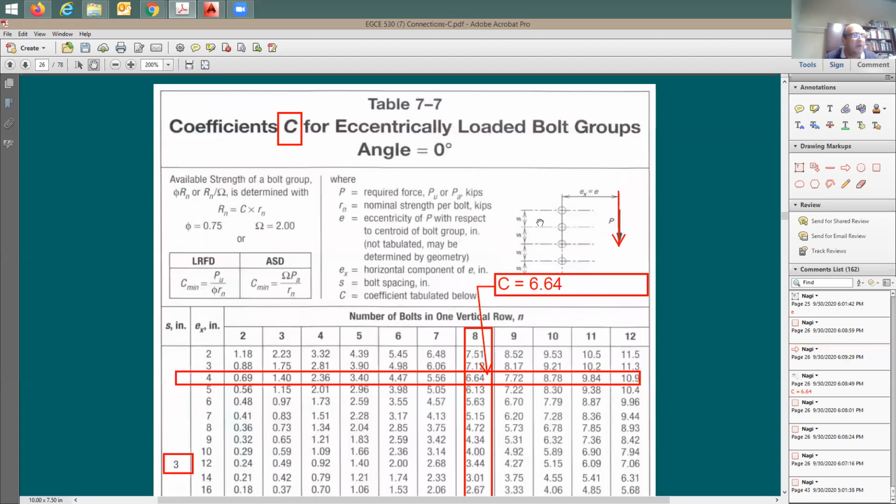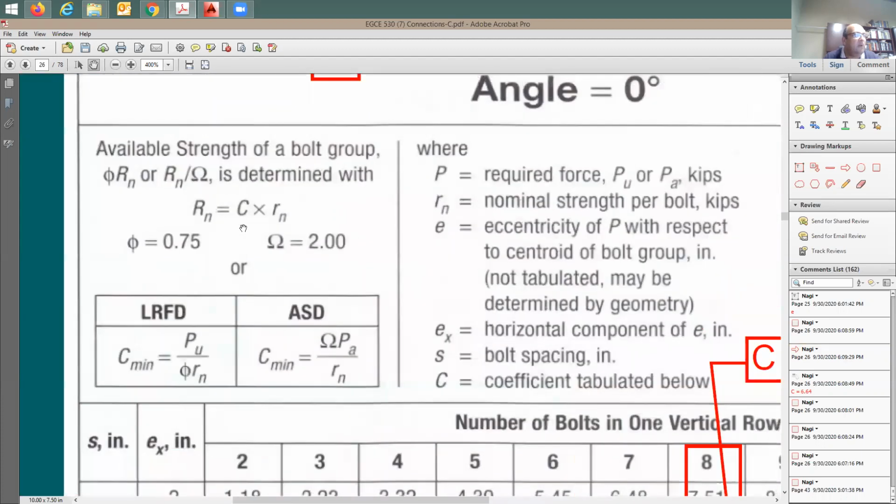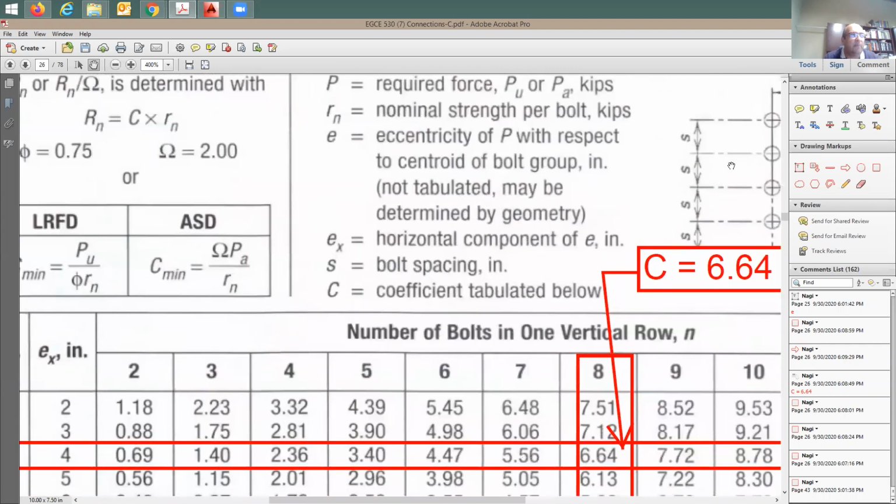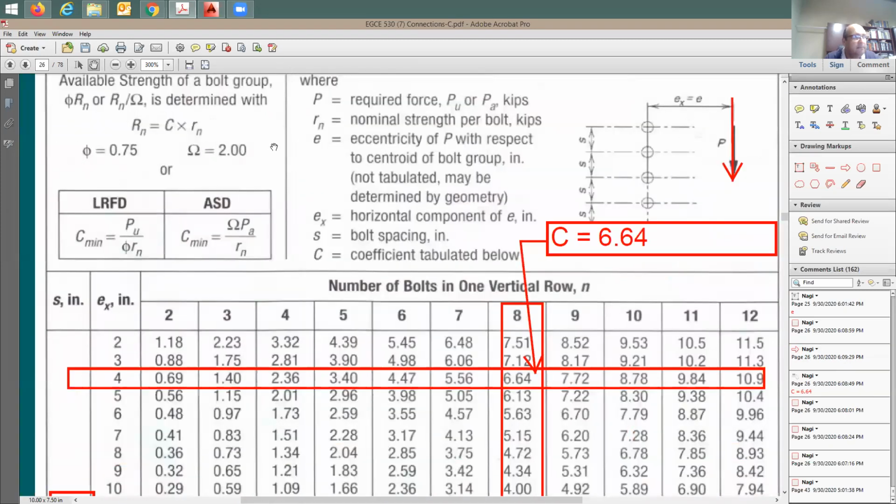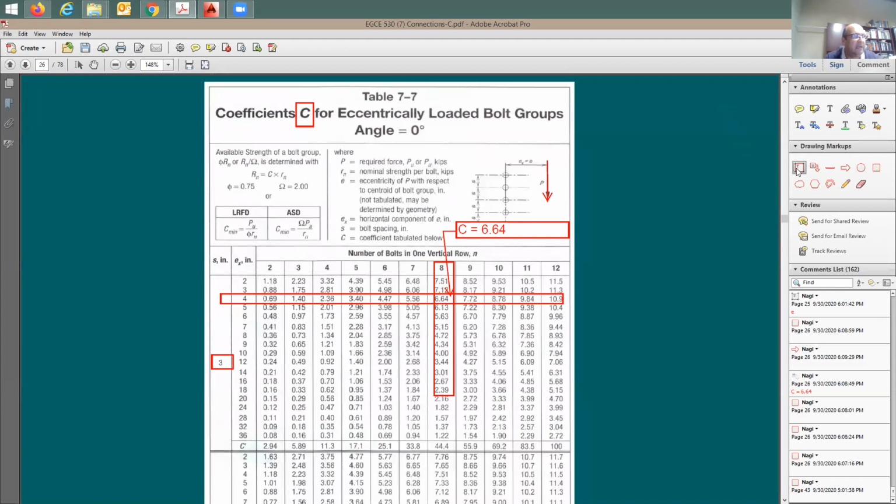P or P sub U is what? This is going to be the available force that you're going to put in there. What does it mean by available force? It means the force that you want to work with, the required. R sub N is going to be the capacity, and R sub n lowercase is going to be the capacity of one bolt. So if you know the capacity of just one bolt, take it and multiply by the C factor to get the total capacity of the bolt group. So phi R_n equals C times r_n lowercase, also phi r_n. Don't forget the phi r_n.